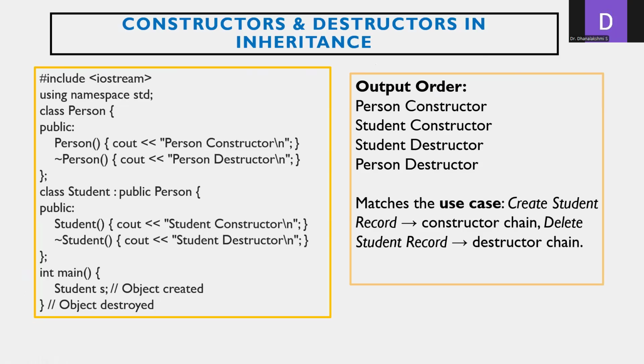For a real-time analogy, let's think of it like a building with two layers. The foundation is the base class and the rooms above it are the derived class. When you build, you always create the foundation first, then build the rooms on top. When you demolish it, you take down the rooms first and then the foundation last. C++ constructors and destructors follow exactly the same logic.